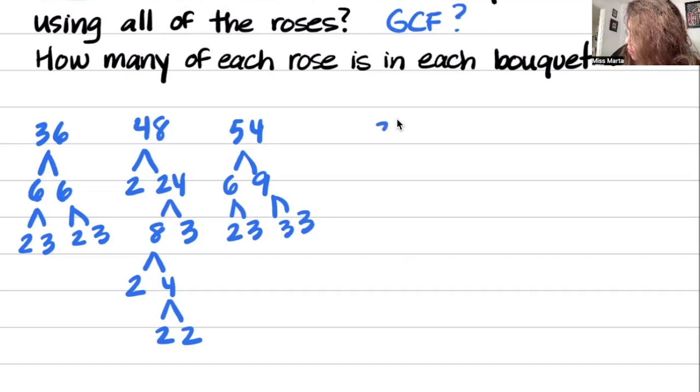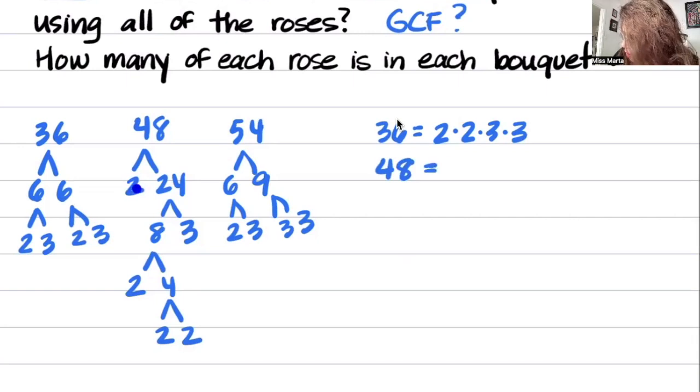We have 36, which is 2 times 2 times 3 times 3. We're writing out our prime factorization. Remember, just put all your factors in order. 48. Let's see how many we have. We got 1, 2, 3, 4 twos, and 1 3.